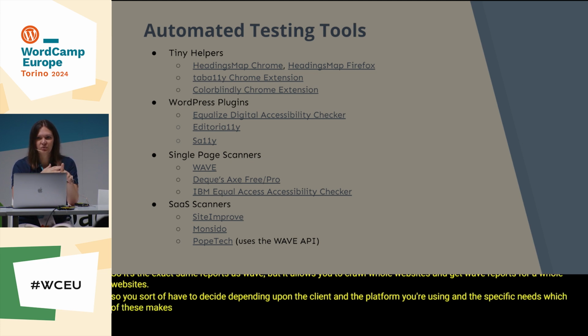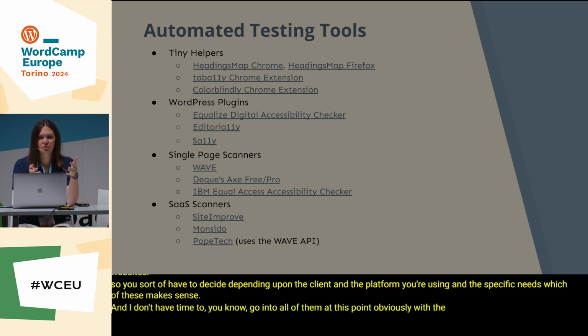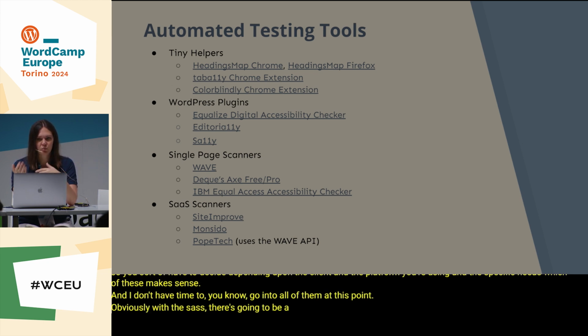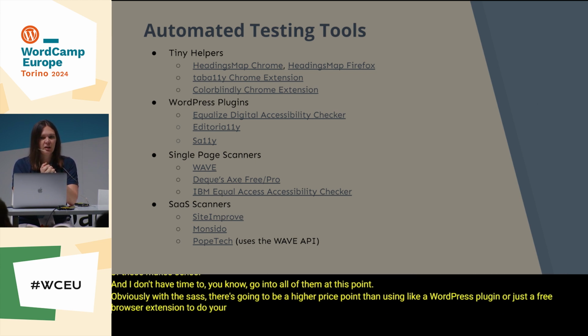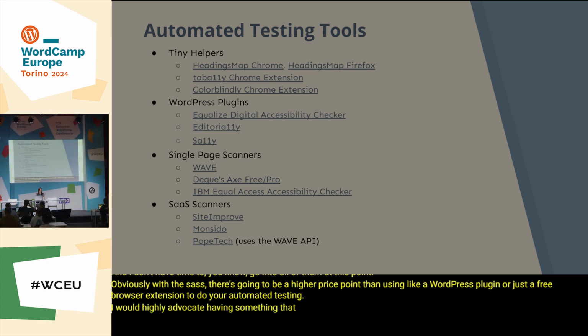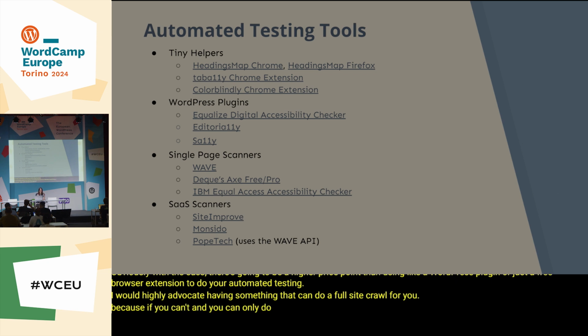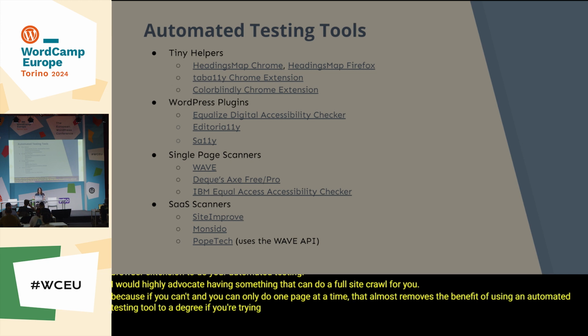And I don't have time to go into all of them at this point. Obviously, with the SaaSes, there's going to be a higher price point than using like a WordPress plugin or just a free browser extension to do your automated testing. I would highly advocate having something that can do a full site crawl for you. Because if you can't and you can only do one page at a time, that almost removes the benefit of using an automated testing tool to a degree if you're trying to get a full picture of a website.